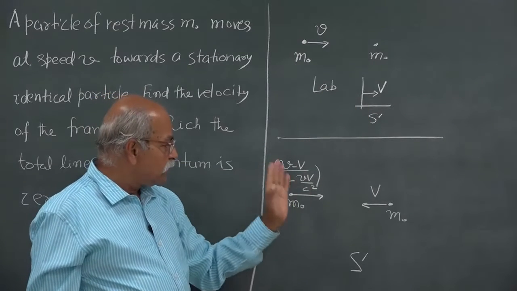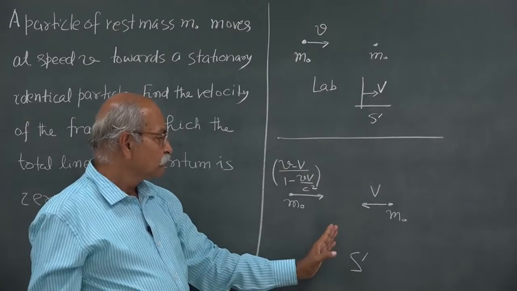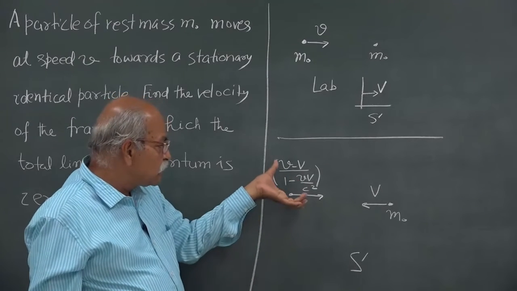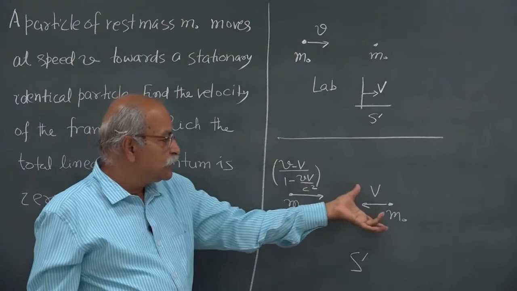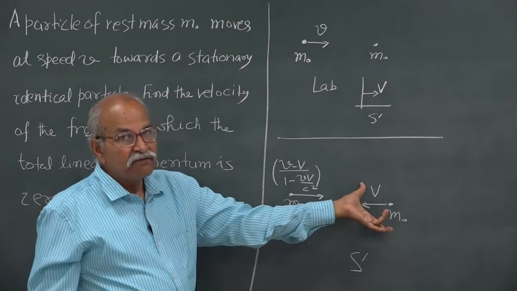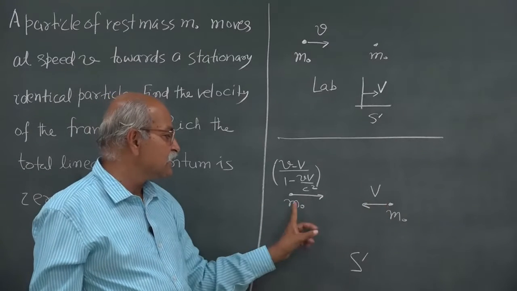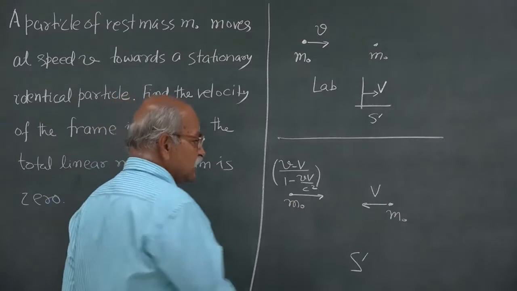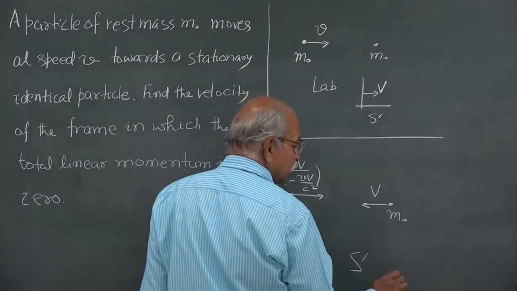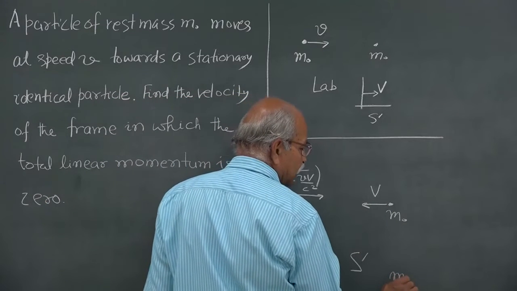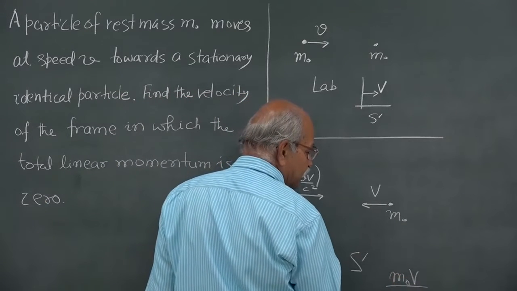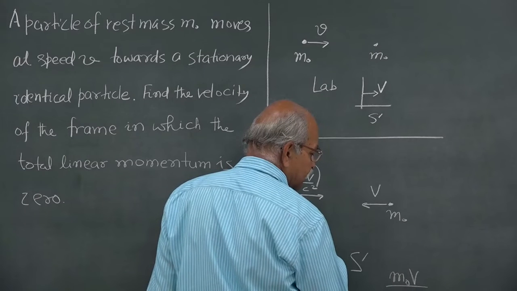And if the total linear momentum is 0, then the magnitude of this linear momentum should be equal to the magnitude of this linear momentum. And since the rest masses are same and linear momentum is given by, let us say for this particle, m naught times capital V divided by square root of 1 minus v square by c square.